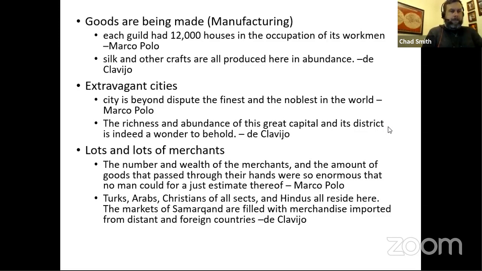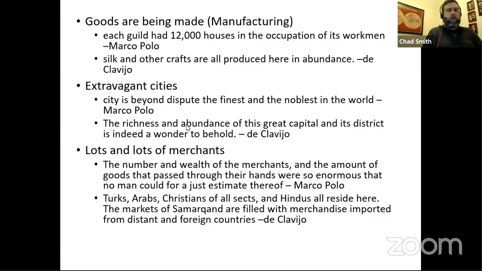In the original document written by Marco Polo, a traveler, he said each guild, a guild of course is an organization of craftsmen, tried to create circumstances that best suit that industry. Each guild had 12,000 houses in the occupation of its workmen. That's a lot of people making things. The second document by de Clavijo said silk and other crafts are all produced here in abundance. So in both documents, goods are being made in both cities.